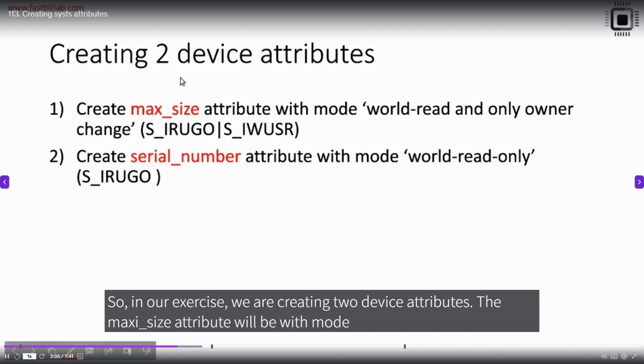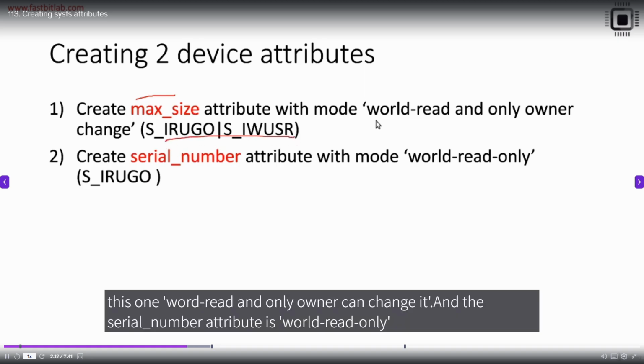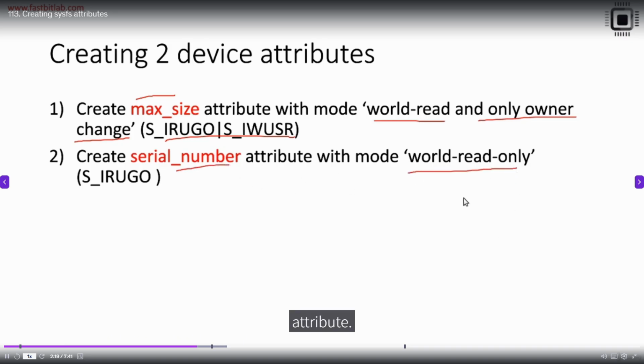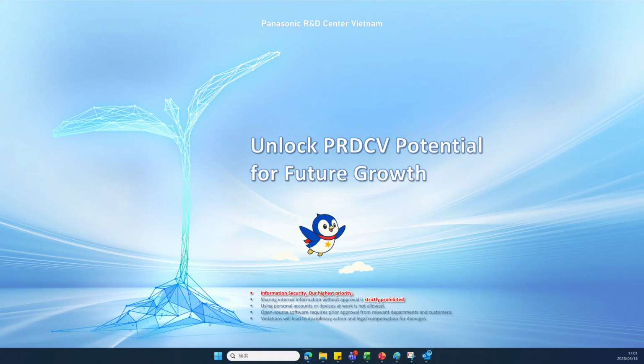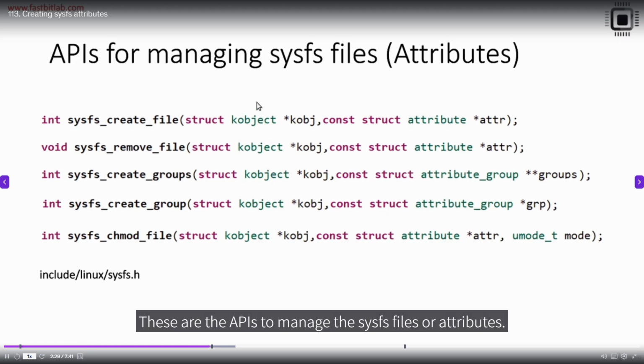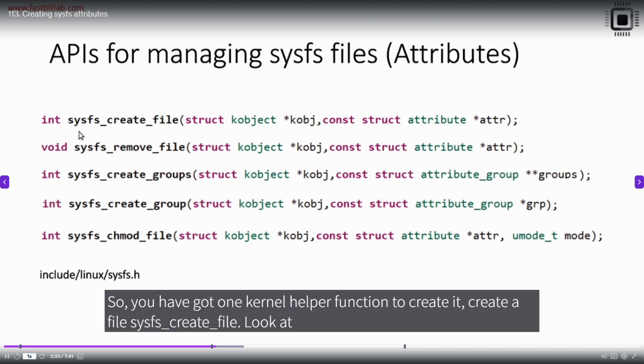So in our exercise, we are creating two device attributes. The max size attribute will be with this mode, world read, and only owner can change it. And the serial number attribute is a world read-only attribute. So we'll be using this macro in order to set the mode. Now let's move forward. These are the APIs to manage the sysfs files or attributes. So you have got one kernel helper function to create a file, sysfs_create_file.